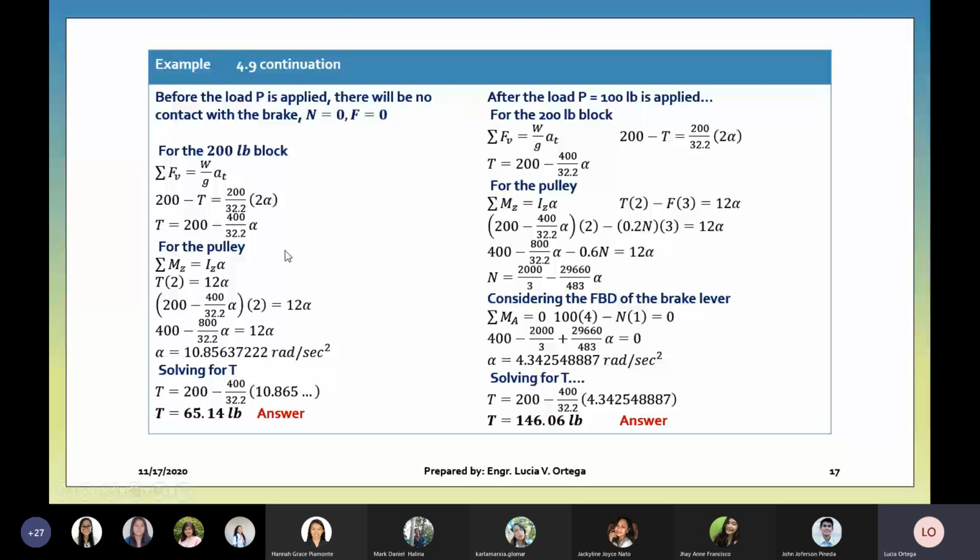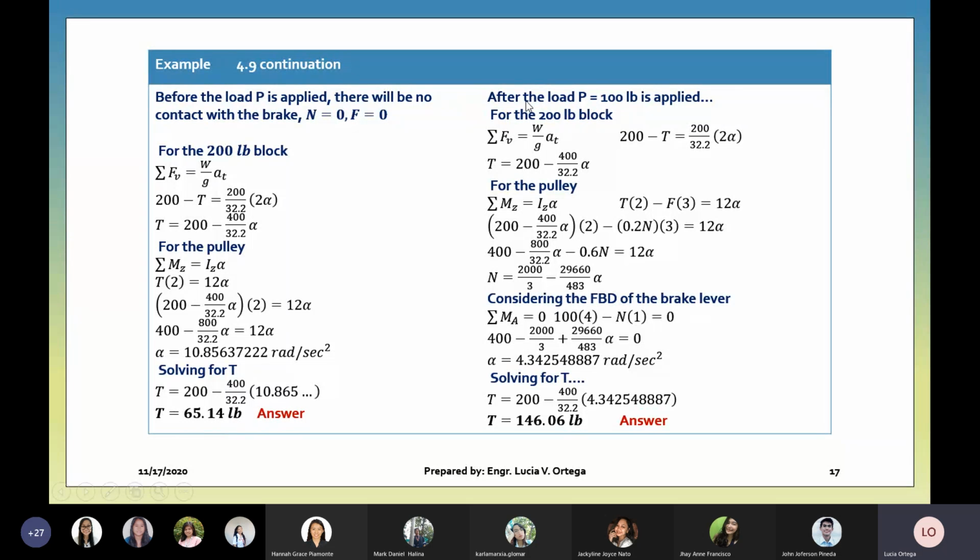For the pulley, we take summation of moment at the center. That is the tension times the radius 2, simply equal to the mass moment of inertia times alpha. Substituting tension in terms of alpha, we can solve for alpha, that is 10.856 radians per second square. We substitute alpha into the tension equation, so you can solve for the tension, 65.14 pounds.